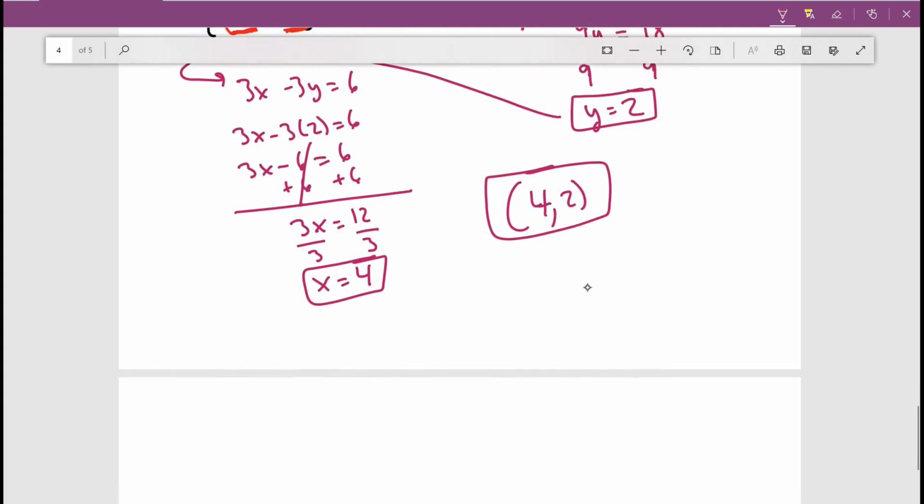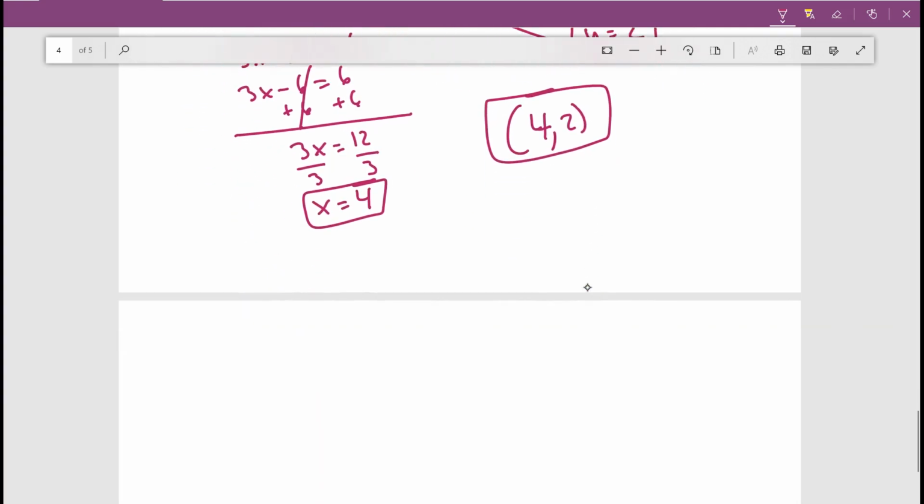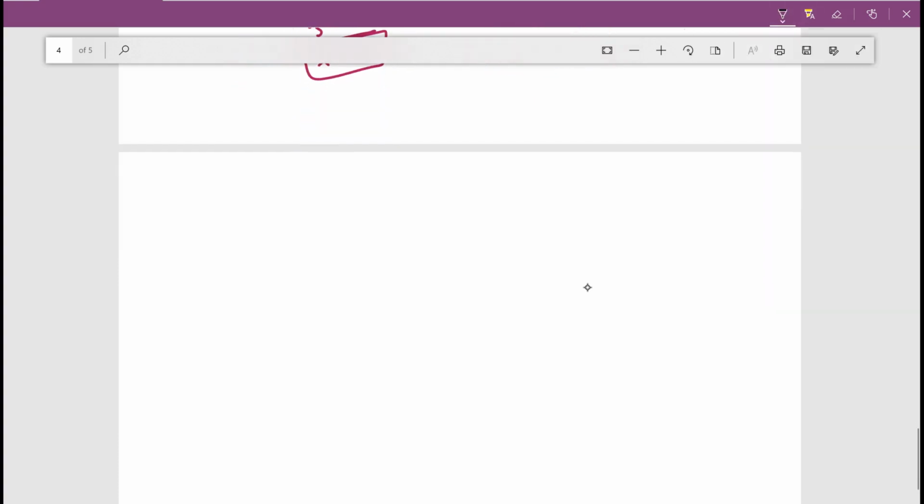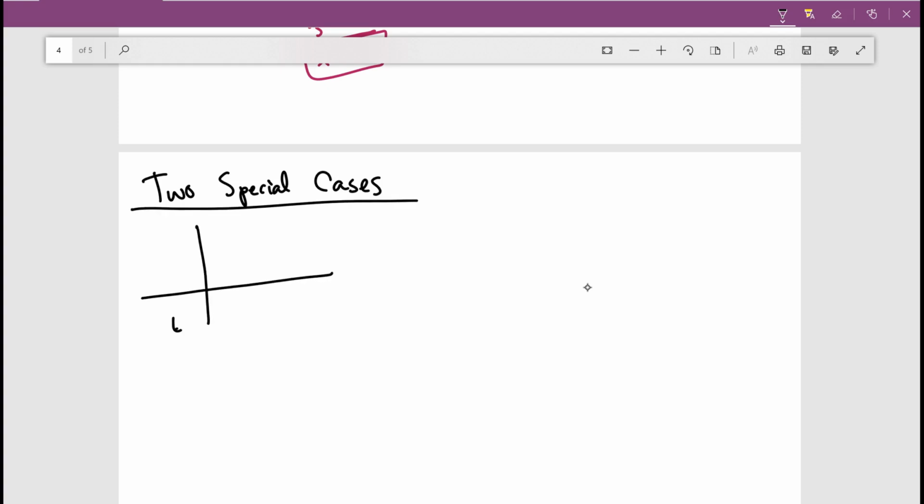Okay, so now before I finish up the video, I just want to go ahead and give 2 different types of problems. Okay, or I should say 2 special cases. So far we've been getting solutions for every single problem. So that means that I have 2 lines that intersect at one point to provide one solution.